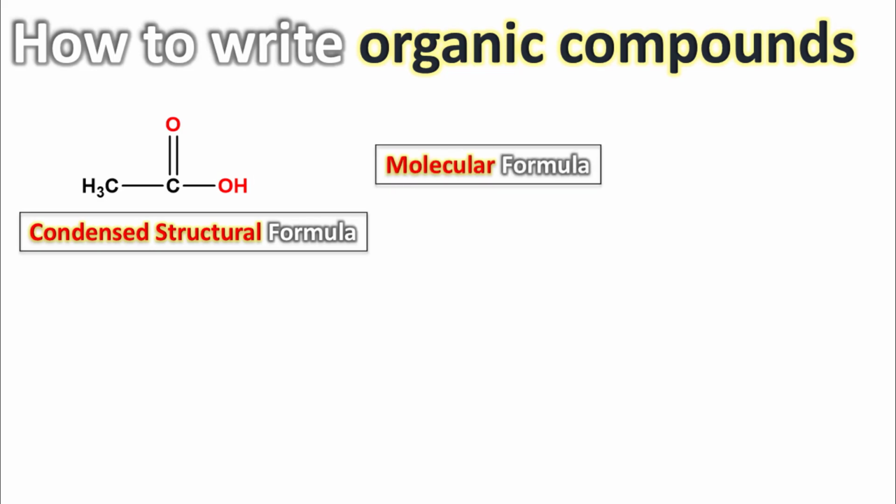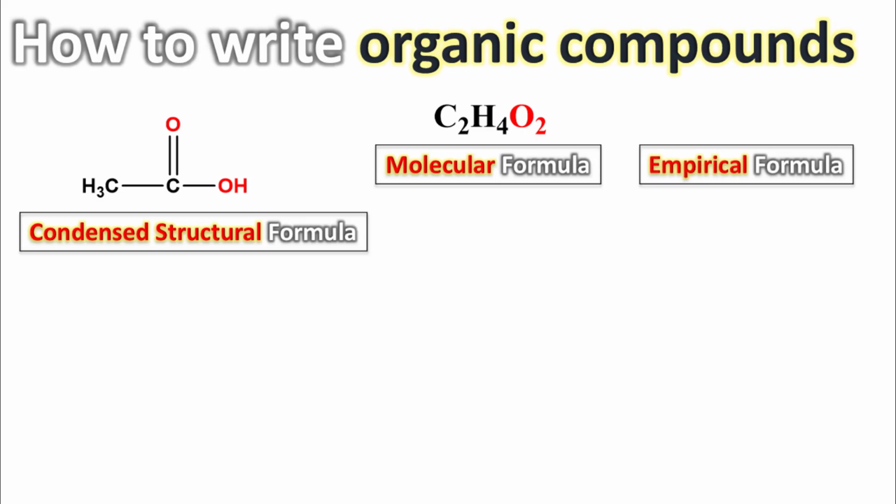Write the molecular formula by counting the number of carbon atoms equal to 2 atoms, the number of hydrogen atoms equal to 4 atoms, and the number of oxygen atoms equal to 2 atoms. So, the molecular formula of this compound is C2H4O2. We first write carbons, then hydrogens, then the other elements if found, like oxygens. Write the empirical formula by dividing the molecular formula by 2. So, the empirical formula of this compound is CH2O.